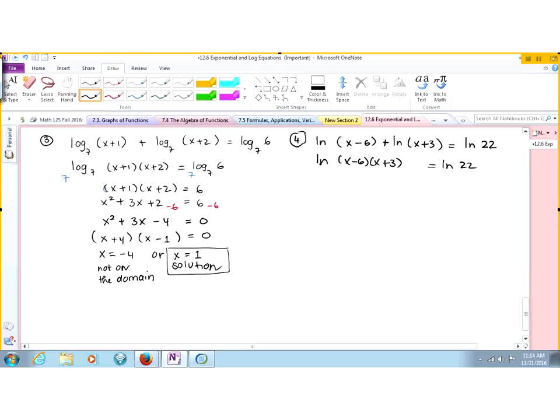What does ln mean, actually? ln is log base e. So if you want, I could rewrite this instead of ln. This is actually log with base e. So same thing, ln and log with base e. So to undo the log, to cancel the log, we have e raised to the left is equal to e raised to the right. So x minus 6 times x plus 3 is equal to 22.